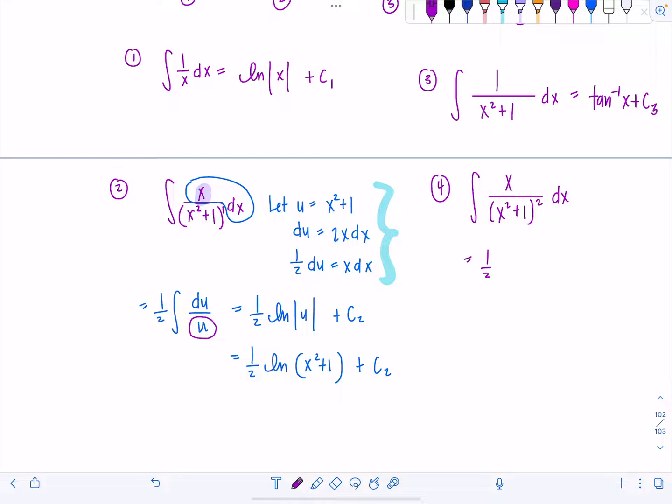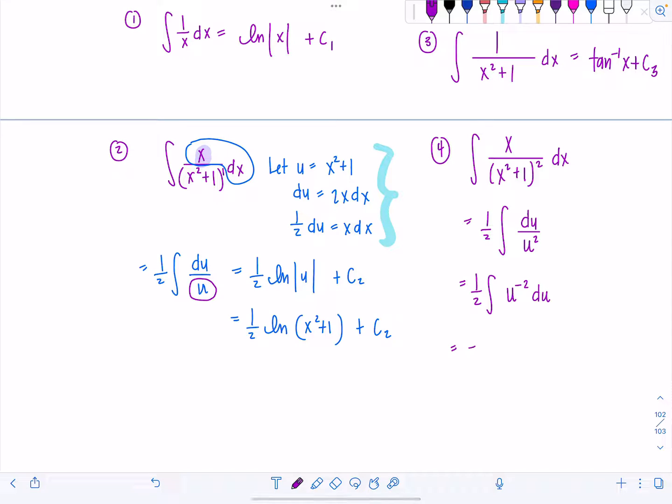So you have 1/2 integral du over u squared. If it helps you, I always encourage my students to rewrite this as u to the negative second du. And then just think to yourself, add 1 to the exponent, divide by the new exponent. So it's going to be negative 1/2 u to the negative first plus C4. So that's negative 1/2 times u to the negative first. What was u? It was x squared plus 1. X squared plus 1 to the negative first is 1 over x squared plus 1, plus C4.